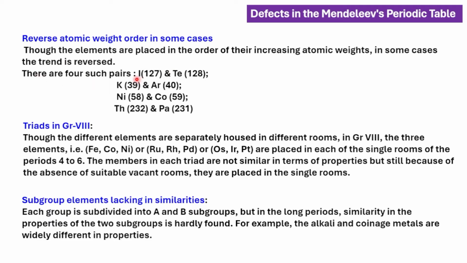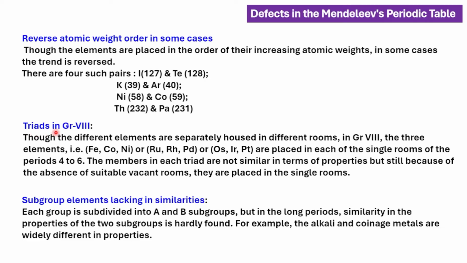You see iodine and tellurium. Iodine had lower atomic weight compared to tellurium, but iodine was placed before tellurium. Similar to that, potassium and argon. Potassium had low atomic weight, but it was placed before argon. Nickel had the lower atomic weight compared to cobalt, but it was placed before cobalt.